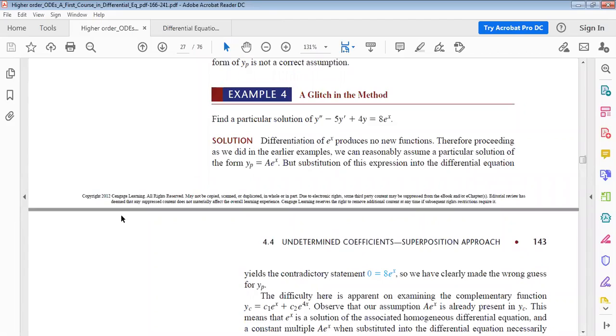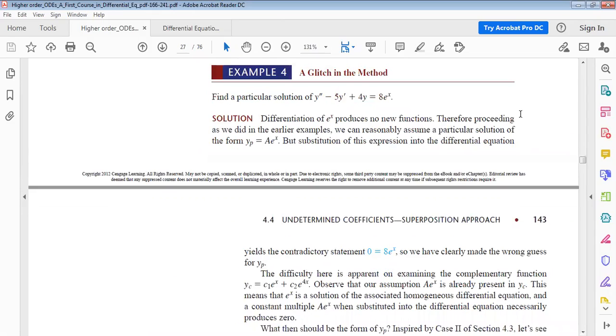Okay, another example: find a particular solution. This is a non-homogeneous differential equation of second order. Now, differentiation of e to the power x produces no new function. After differentiation of the right-hand side, we get these types of functions, so there is no repetition of another function. Therefore, proceeding as in the earlier examples, we can reasonably assume a particular solution.